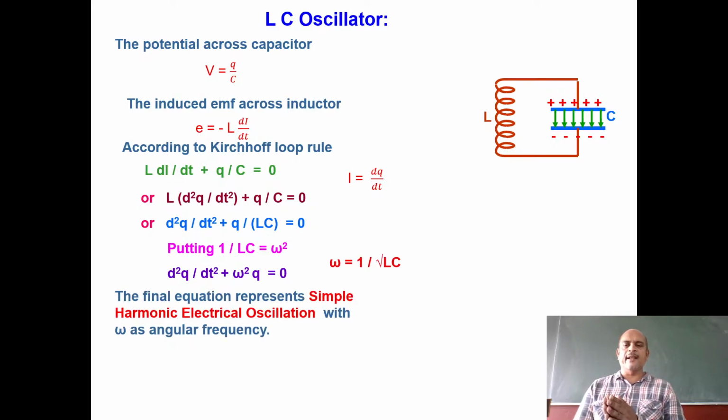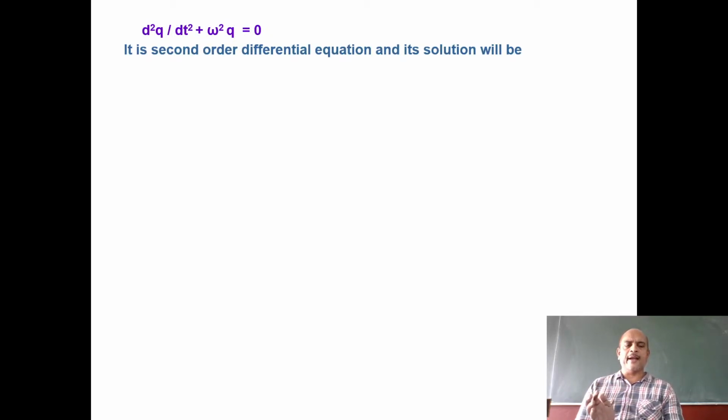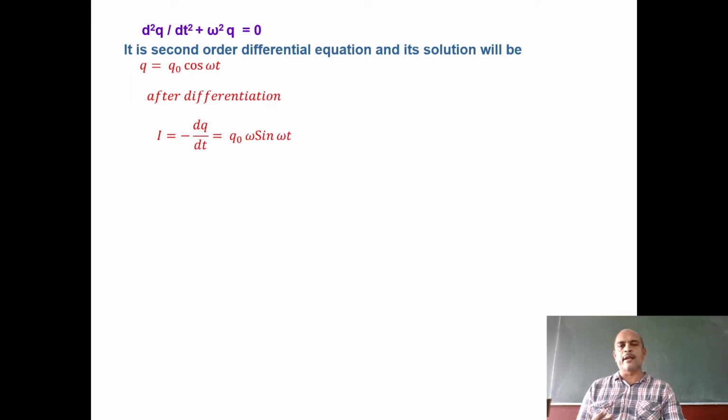So now the equation is d square Q upon dt square plus omega square Q is equal to 0. This is a second order differential equation, and the final equation represents simple harmonic electrical oscillation with the frequency omega. Now what happens between these two types of energy? It must have a common solution, that is Q is equal to Q naught cos omega t. You can take sine also, but in case of theta equal to 0, the overall charge is on the capacitor only. So Q equal to Q naught when cos 0 is equal to 1. So we put Q equal to Q naught cos omega t.